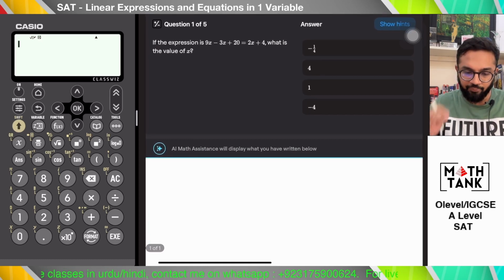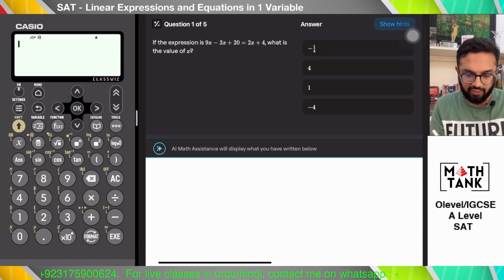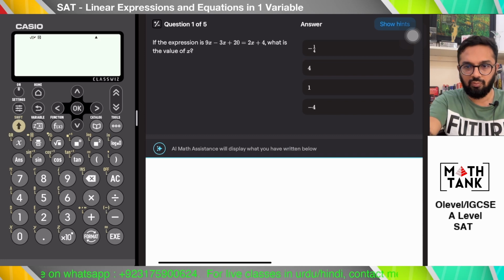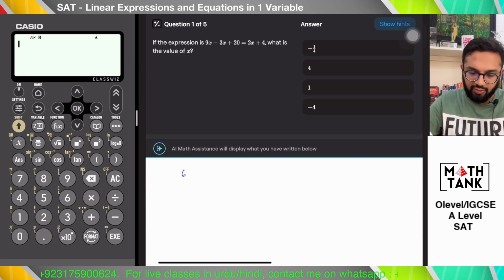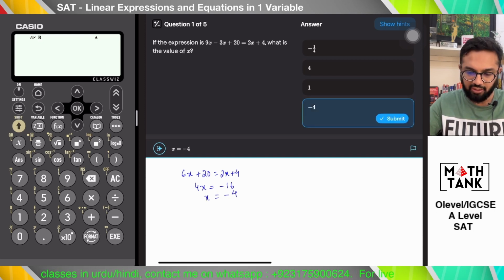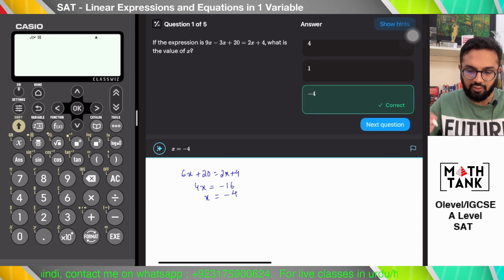Let's start solving them. It says if the expression 9x minus 3x plus 20 equals 2x plus 4, what is the value of x? I think that's simple. So 6x plus 20 equals 2x plus 4. Like yesterday, I could solve all of these questions on my calculator only, but I am doing this manually right now, so I get minus 4. That is the correct answer.